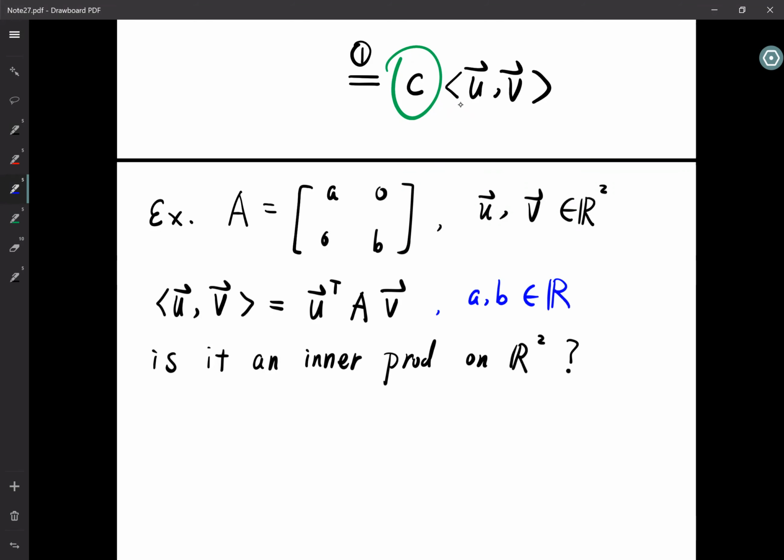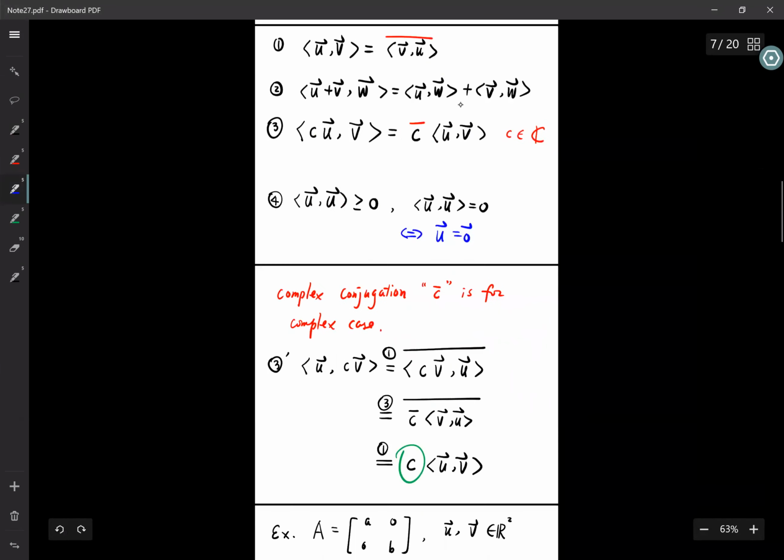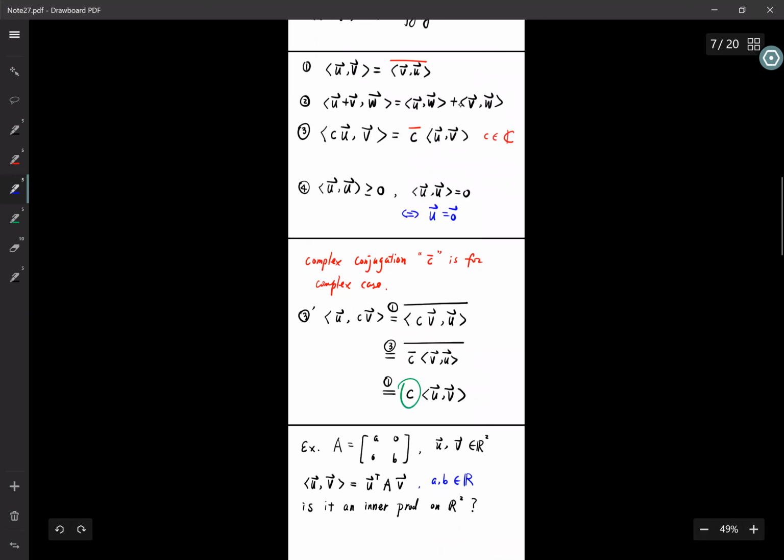What you need to do is to follow 1 to 4 above. Let me just make it smaller so that you can see everything. You want to check 1, whether the two commute, then U plus V, scalar, and 4.